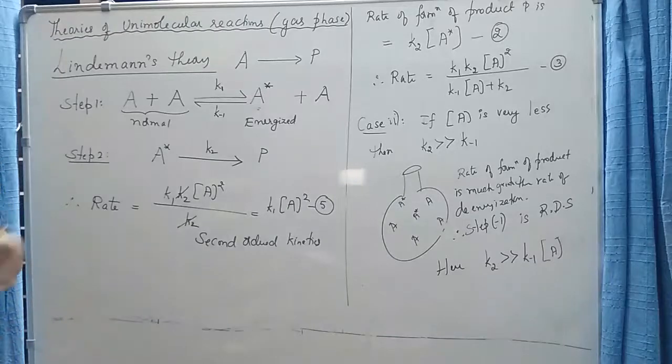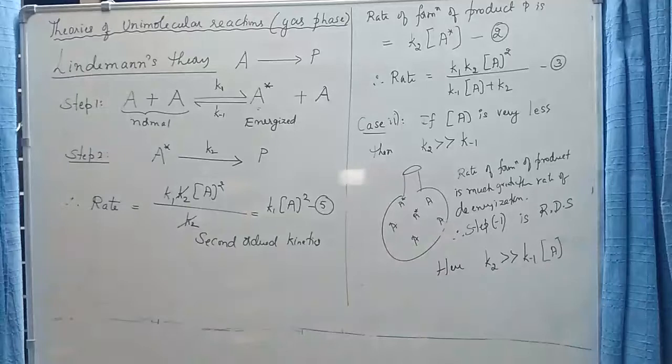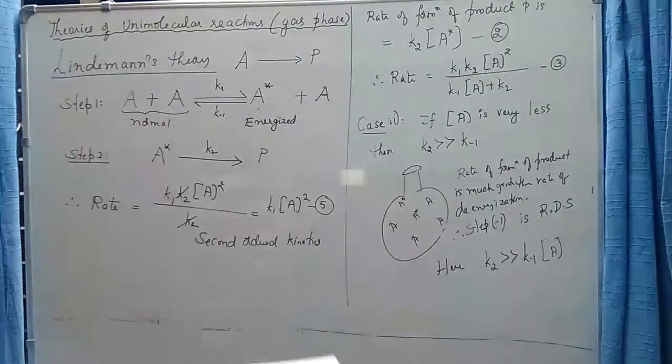So there is some transition point. There is some concentration of A which can be considered as a transition point, where the order of the reaction changes, either from first order to second order or from second order to first order. So there is a particular concentration of A which may be considered as a transition concentration, where a change in order is observed. I will discuss it later. So at this stage we see that Lindemann's theory is successful in explaining the occurrence of first order and second order kinetics for a unimolecular reaction.